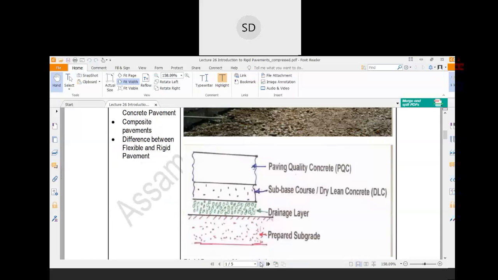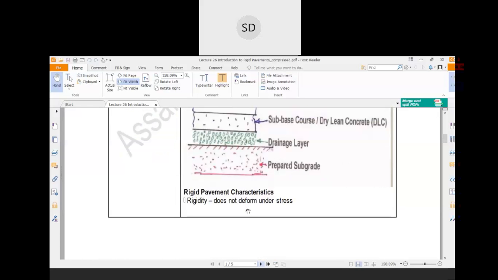Generally, these are the layers of the rigid pavement: the prepared subgrade, some drainage layer, some concrete or aggregate layer, then the sub-base course, which you can sometimes provide, and then the rigid pavement portion. Now, if we discuss the characteristics of the rigid pavement, there are different characteristics. The first one is rigidity. Rigidity is why it is called rigid pavement, because it doesn't deform under stress.